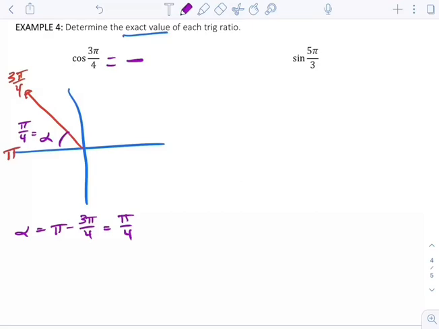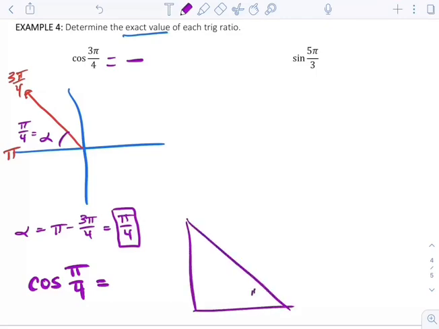So I'm going to say it's going to be equal to negative something. I don't know what that something is going to be. However, I do know that it's equal to the related acute angle of pi over 4. So I'm going to try to find out what is cos pi over 4. Well, from our special triangles, I'll put it on here in case you forgot. This is the 45-degree one, 1, 1, root 2. Cos pi over 4 is root 2 over 2, or 1 over root 2 rationalized, which is root 2 over 2. So that's the exact value of cos 3 pi over 4.